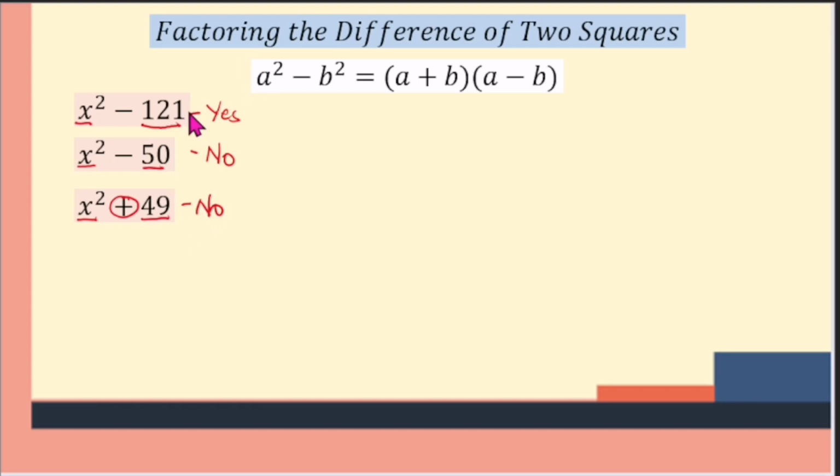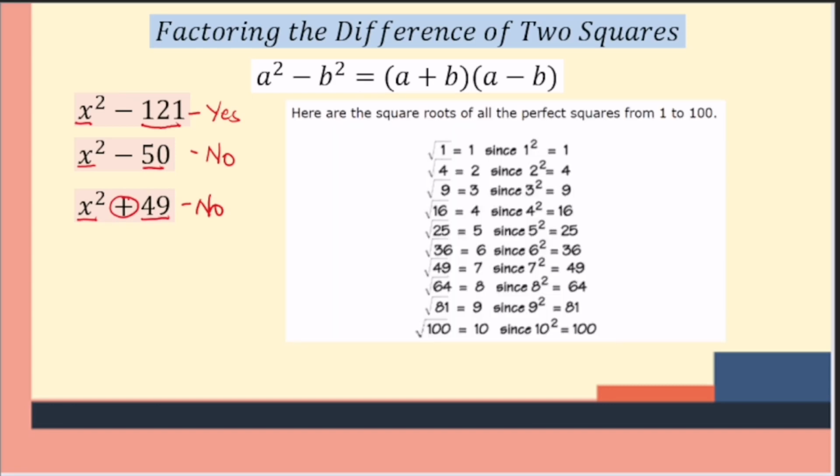Okay? So, kapag nakakita na kayo ng ganito, perfect square, tapos pinaghiwalay ng minus sign, ang magiging factor na niya is ganito. And, of course, you need to know the perfect square numbers. Ano nga ba itong mga to? Ang mga example ng perfect squares ay 1, 4, 9, 16, 25, 36, 49, 64, 81, 100, at marami pang iba.